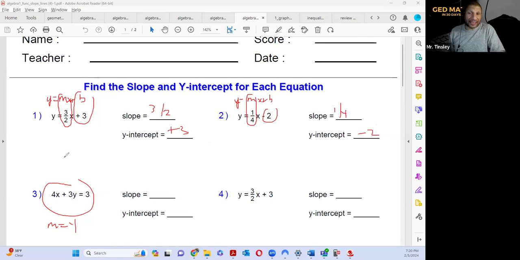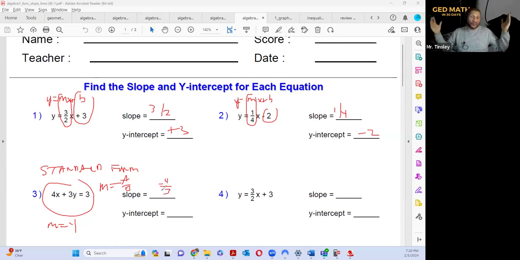Oh, this is not slope-intercept form. This is standard form. So Mr. Tinsley gave me a shortcut to figure out the slope. The slope is the opposite of a over b. So a is 4. The opposite of 4 is -4 over b, which is 3. My slope is -4/3.